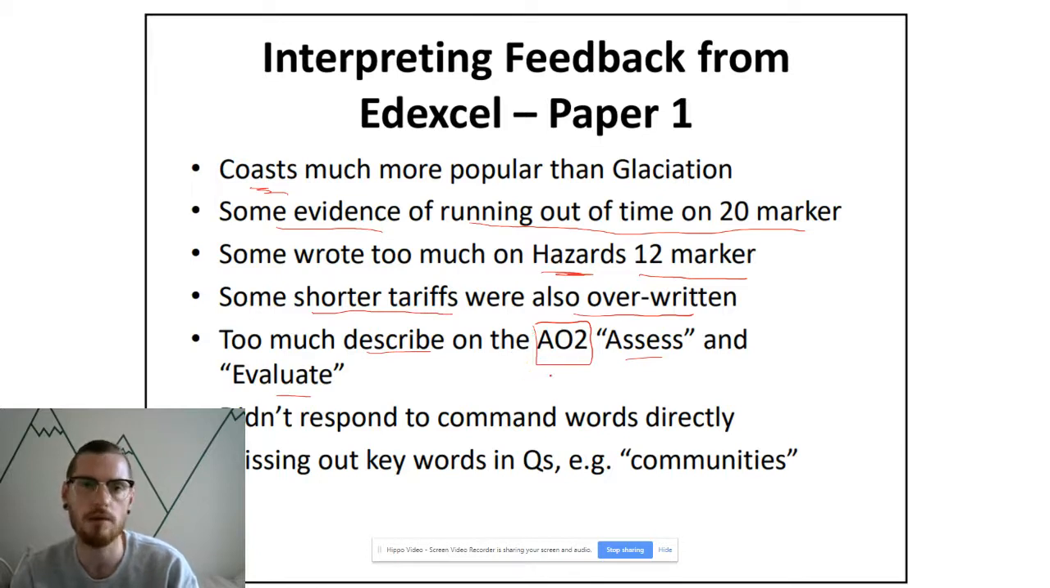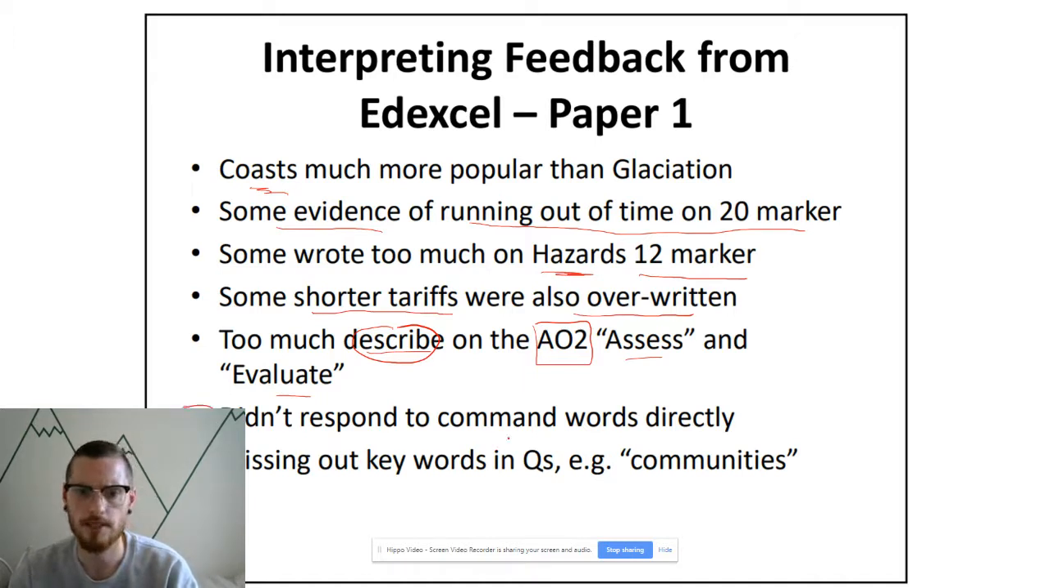Okay, so if you read back your answers on an assess question and on an evaluate question, if you are not using key phrases such as this meant that, or as a result, or this suggests that, it means you are describing too much, and it is going to lower your overall mark level-wise.